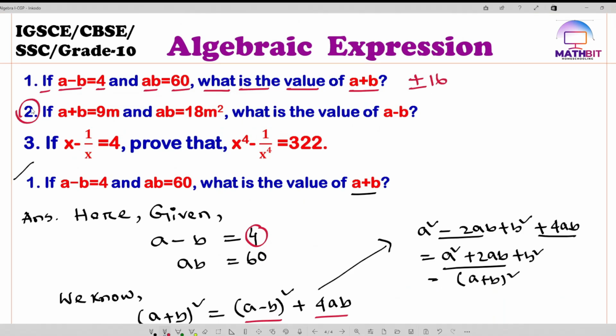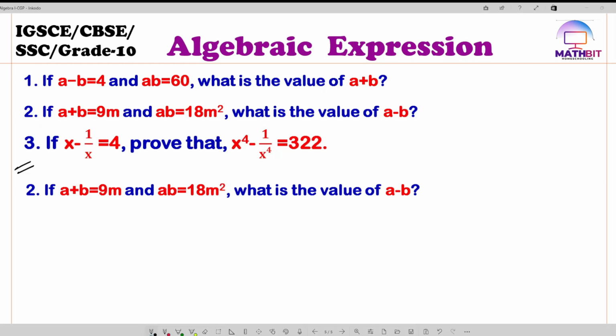Now number 2. If a plus b equals 9m and ab equals 18m square, what is the value of a minus b? So we can write here, given a plus b equals 9m and ab equals 18m square.